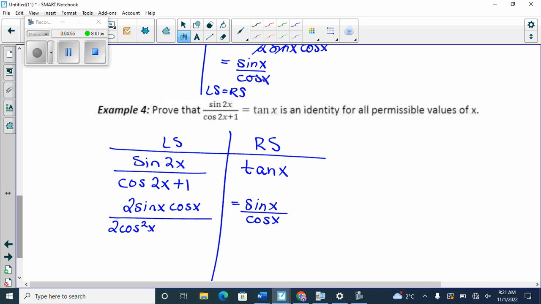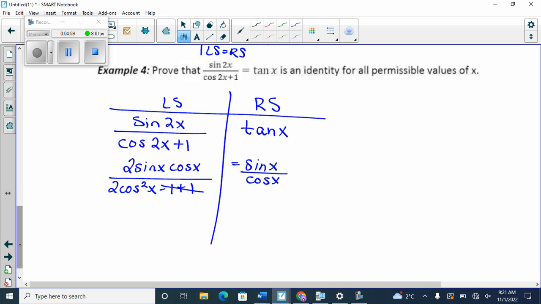Minus 1 plus 1, those cancel. Then I'm left with 2 sine x cos x over 2 cos x, cos squared x. This cancels, this cancels, this cancels, and I get sine x over cos x. And now a toddler could say the two sides match. I get left side equals right side.